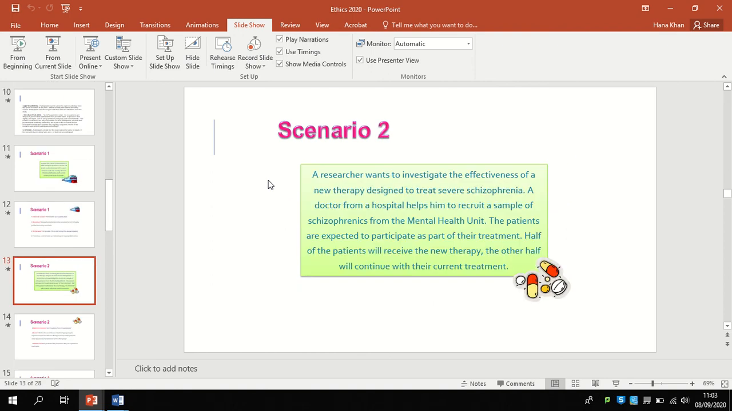So there's a couple of scenarios here I want you to have a read through. So I'm just going to ask you to pause the video, have a read through, think about what sorts of ethical issues may be present here, and then you can have a look at the answers on the next slide. So keep pausing and playing as I go through this PowerPoint.